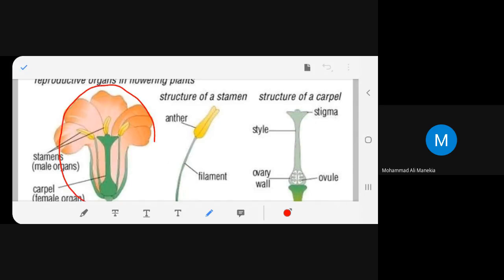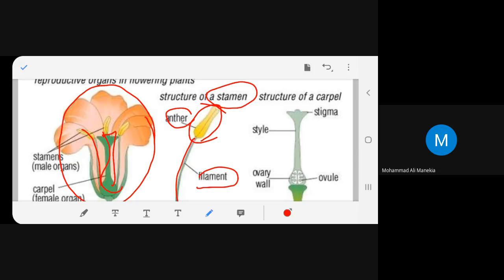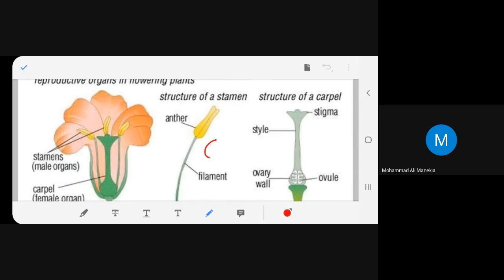This is a flower. It has the male part and the female part, right? Now we'll do one by one. The male part is known as the stamen, which has two parts: the anther, which is yellow colored at the tip, and the filament, which is like a stalk, like a tube. Now we come to the female part. The female part is known as the carpel or pistil. The top is known as the stigma. The tube is known as the style. And the swollen portion at the bottom is known as the ovary, which has ovules inside.